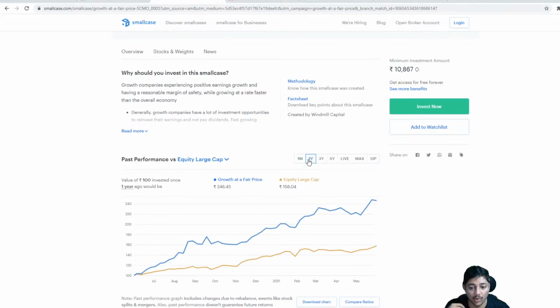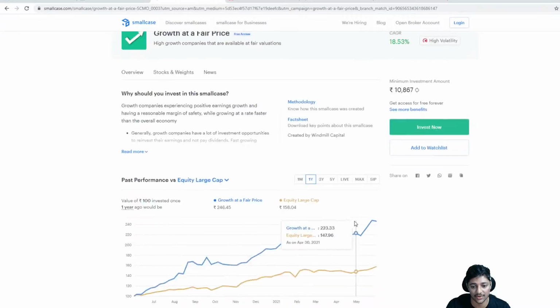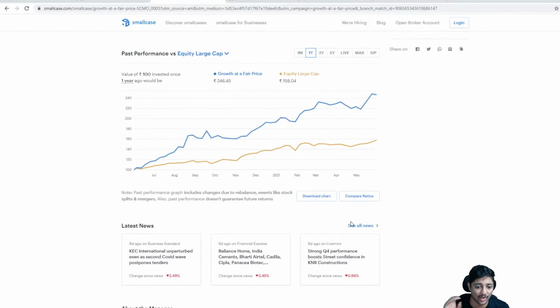Now, let's look at growth at fair price at a 1 year difference. Now, in the last 1 year, again, I'm not looking at CAGR, guys. I couldn't care less. Why? Because this entire video, I'm going to talk about why percentage matters. So if I had invested exactly 1 year ago in this small case and did not touch it, it would have been 2.5 times right now. But again, the last 1 year was also a dip due to coronavirus. So maybe the returns are not great. So I usually check 1 month to last 1 year.